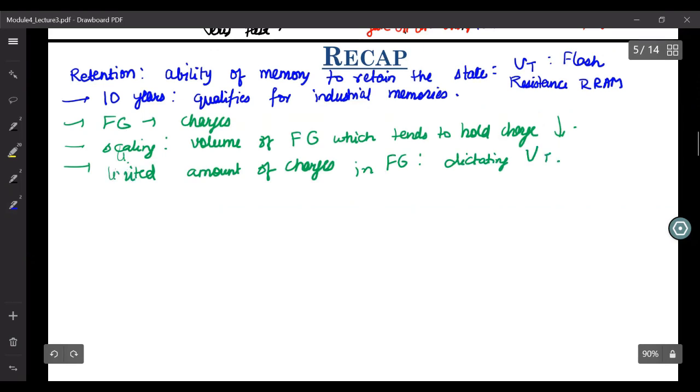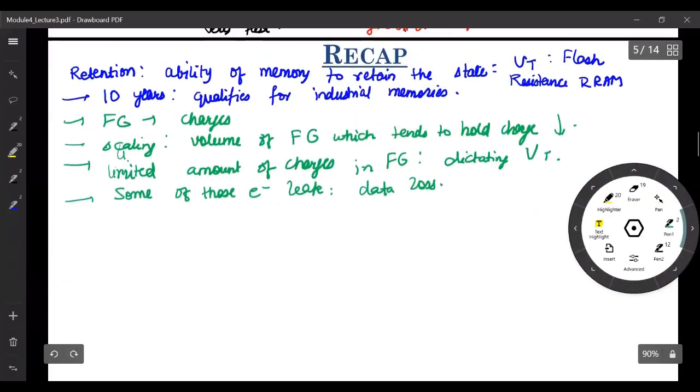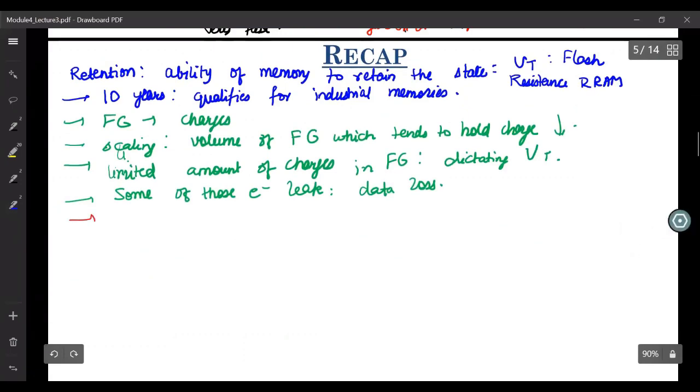Now, if somehow even some of those few charges leak, there can be a data loss. Then we discussed the different sources of this leakage of charge. So what are these sources? It could be because of defects in the tunnel oxide.